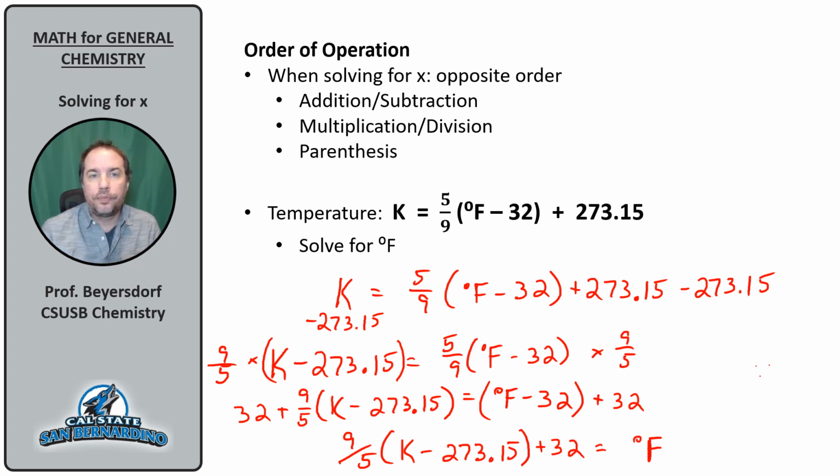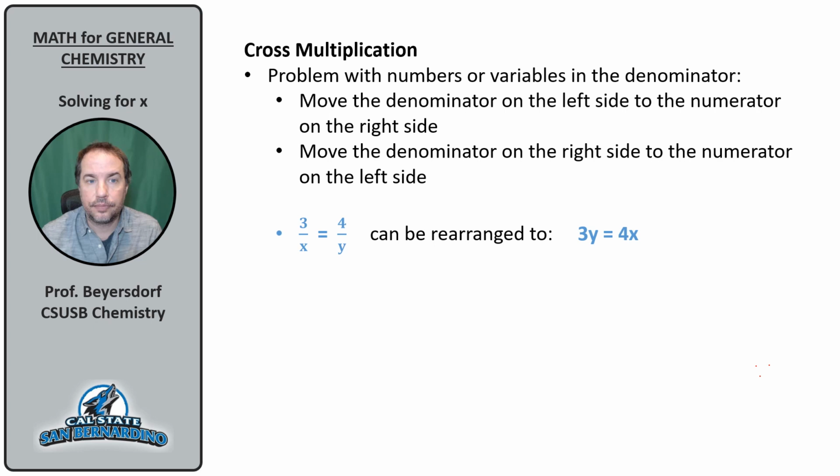Okay, so that's how we convert. We do the opposite order of what we usually do for calculations. Now let's do a little trick called cross multiplication. Cross multiplication is a trick in order to take two values that have denominators and make it easier to do.